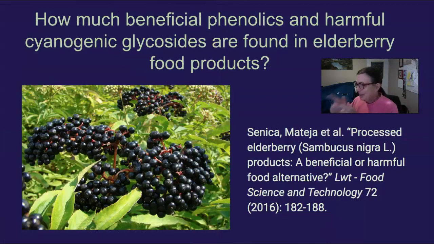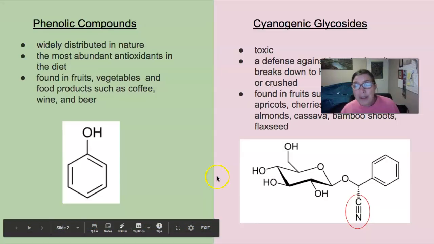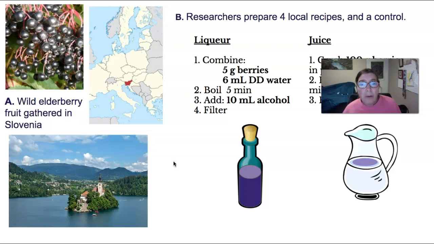Let's start with those beautiful Sambucus berries. You'll remember that we put together some great slides, first showing the background. Remember, the good phenols are on the left and the toxic cyanogenic glycosides are on the right, and both of those are in Sambucus. And then the methods.